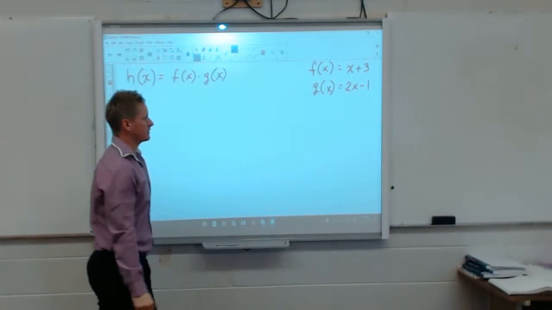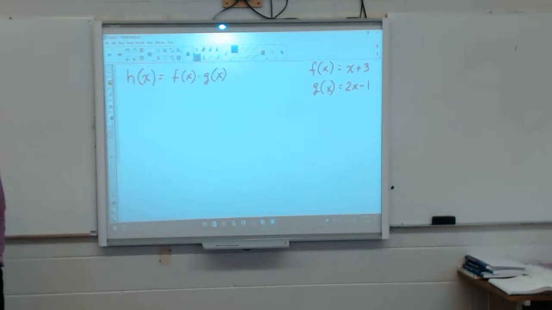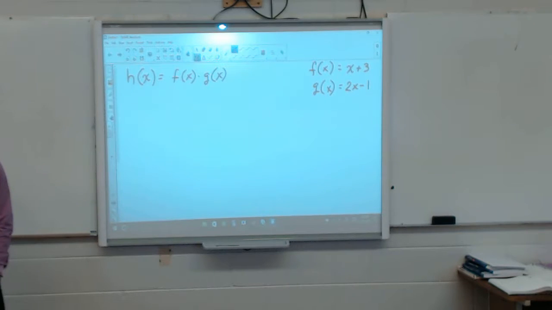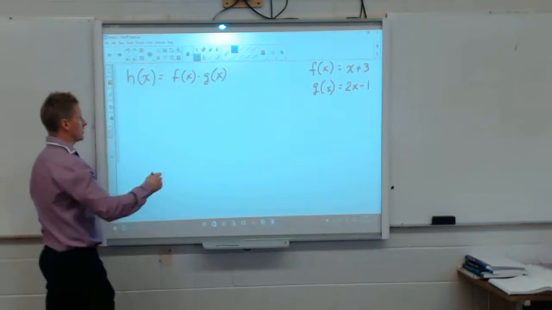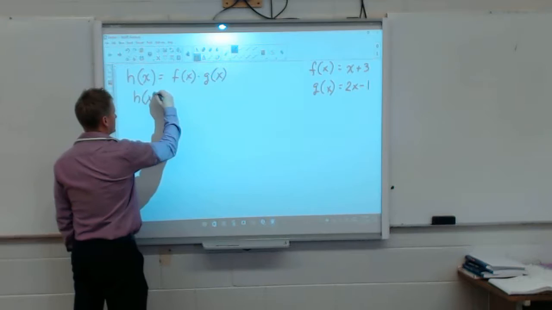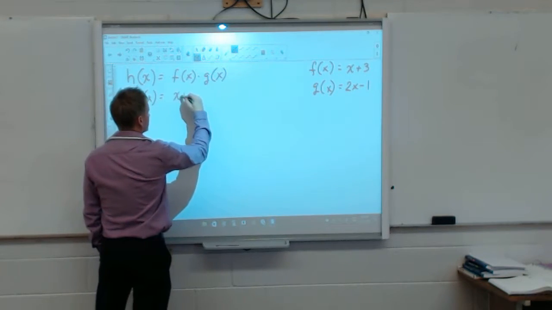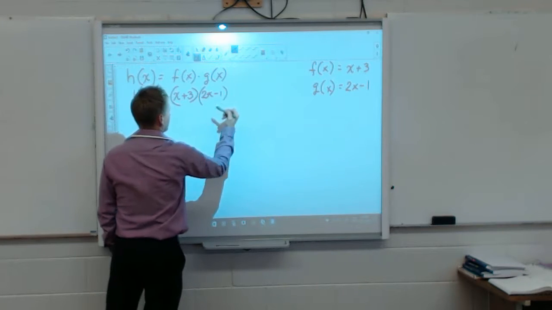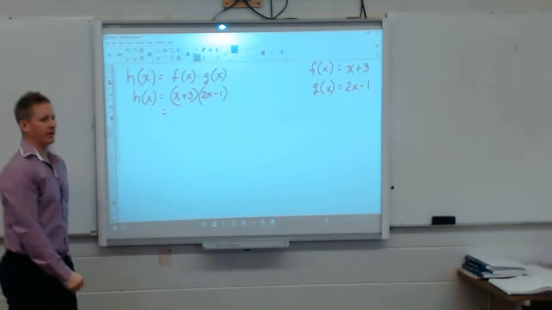So we need to show the product. So let's do this algebraically, because when I do it algebraically, then I can see what kind of shape I'm going to end up with. All right? Because it is a line times a line. Is that going to give me a line? So that's what we're trying to figure out. So let's go h of x is equal to x plus 3 times 2x minus 1. What are we going to end up with?